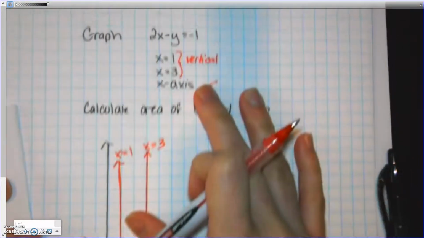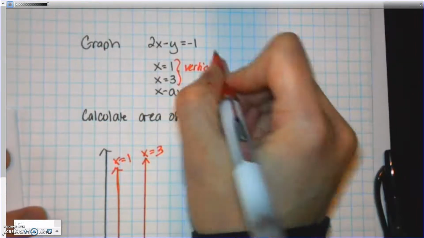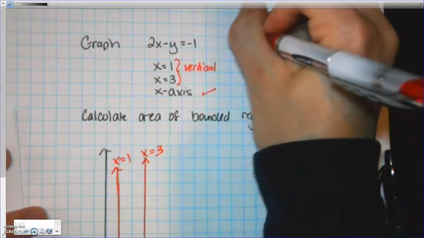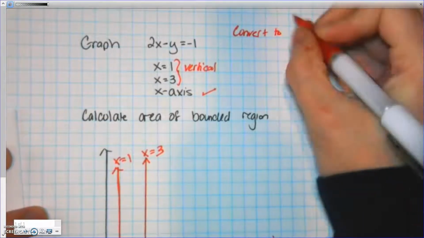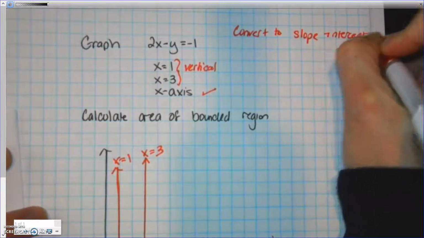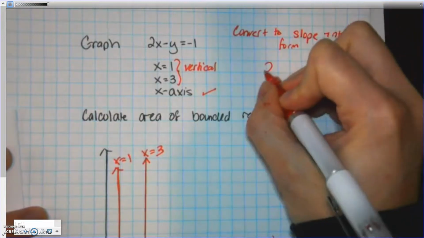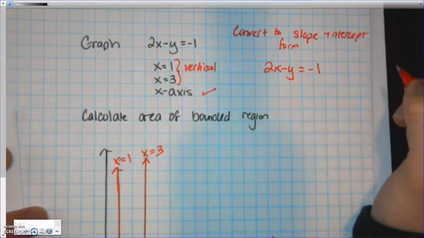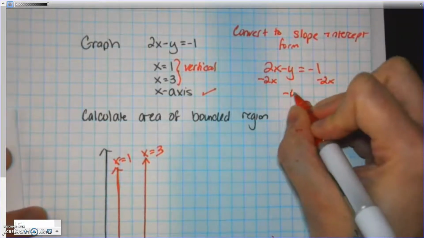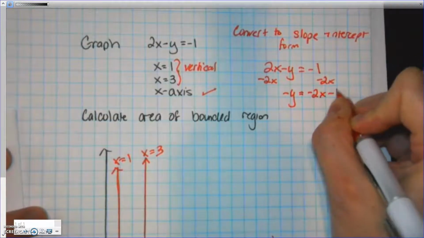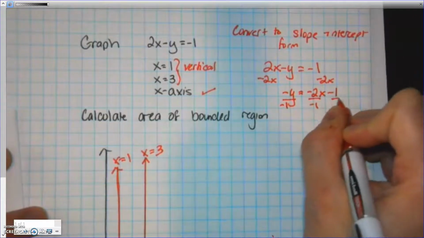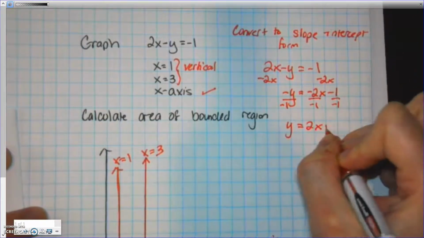And then I have my last line, 2x minus y equals negative 1. Now, before I can graph that, I'm going to convert it into slope-intercept form. So I have 2x minus y equals negative 1. I'm going to subtract 2x on both sides, and we get negative y equals negative 2x minus 1. And then I can divide everything by negative 1, and we get y equals 2x plus 1.